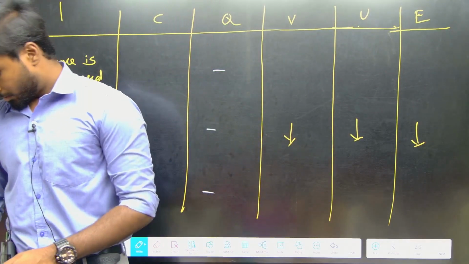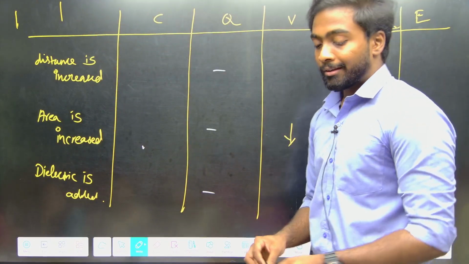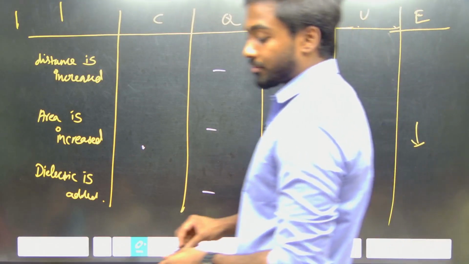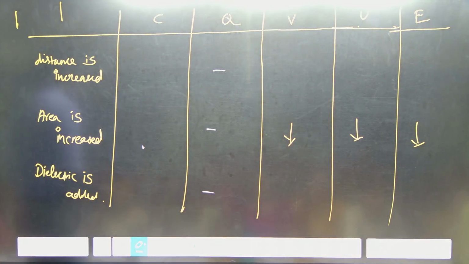And V will decrease, U decreases, and E also decreases.